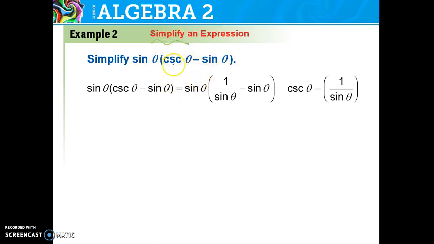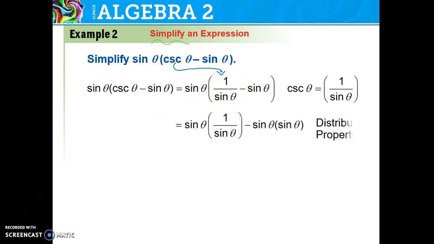Sometimes that helps. So you should know that cosecant is the same as 1 over the sine of theta. So we're just replacing cosecant with 1 over the sine of theta. Now I have everything in terms of sine, but I still need to make it a little bit simpler. I need to make it as simple as possible.